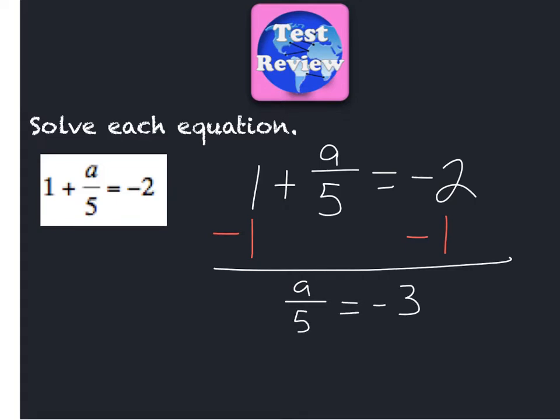Now you just simply, this is a divided by 5, so we just simply multiply both sides by 5, which would be the inverse of division, and that would cancel these 5s out. Whatever you do on one side, you do on the other. Negative 3 times 5 would be negative 15, which would be your answer.